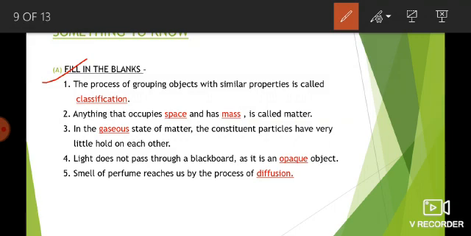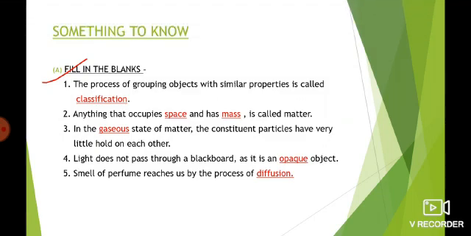Number 4. Light does not pass through a blackboard as it is an dash object. Answer is opaque. Number 5. Smell of perfume reaches us by the process of dash. Answer is diffusion.